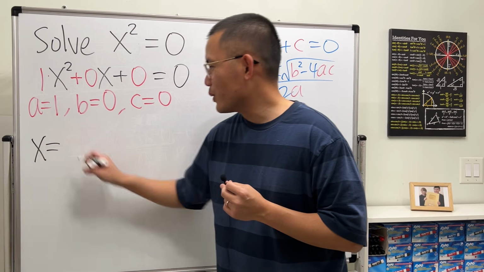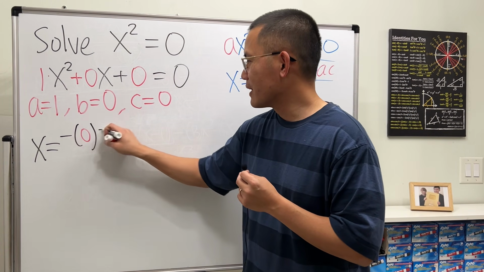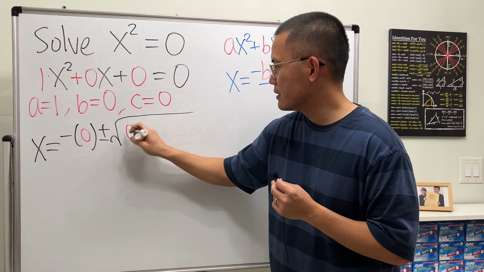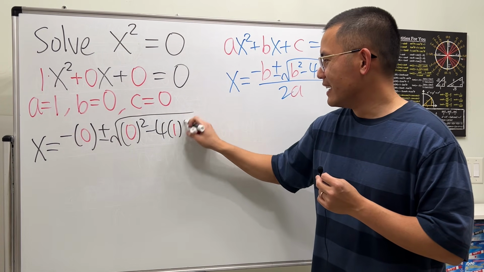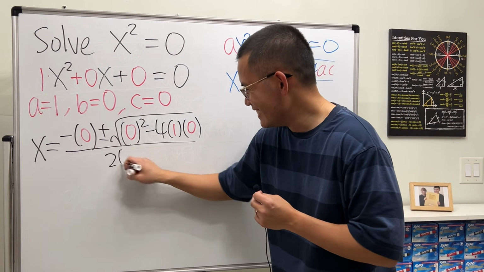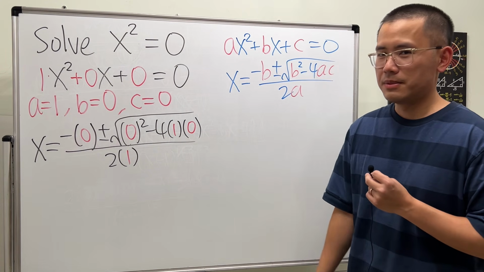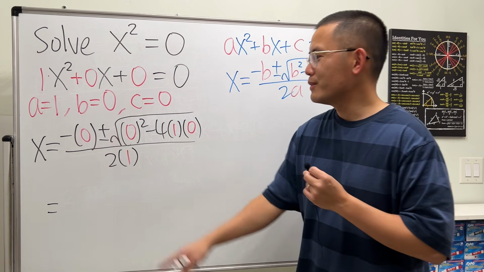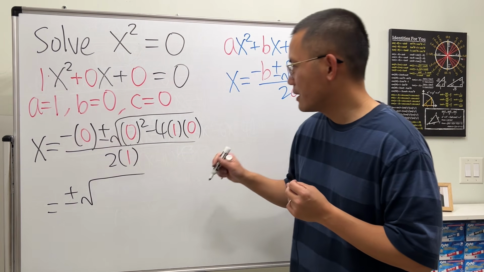Now we have these values, we can just plug them into the formula. This right here is equal to x equals negative b, which is negative 0, plus or minus square root of b squared, which we have the 0 squared, and then minus 4ac. a is 1, and then c is 0, and then all over 2 times a, which is 1, like this. Now we have to simplify this a little bit. This is just 0. We don't have to write down the 0. Here we have the plus or minus, square root.